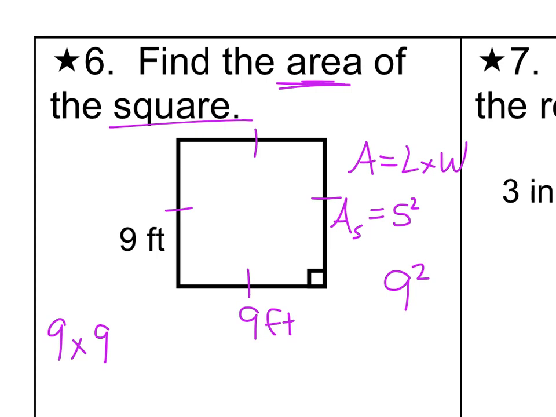So our area is going to be 81, and then our label, what are we multiplying? What are we squaring? We're squaring feet. Feet squared.